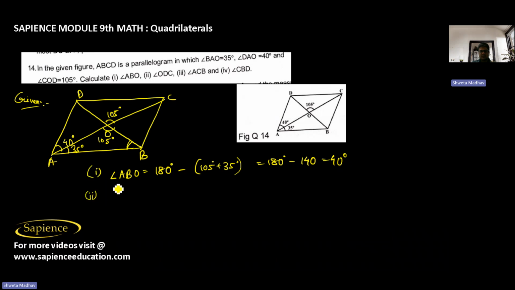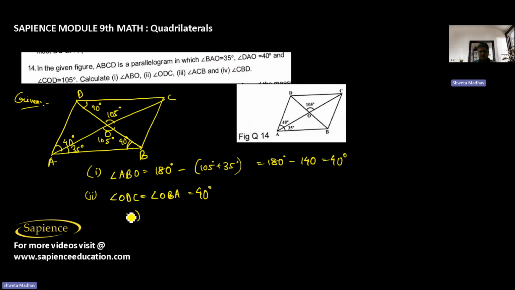And for the second one, angle ODC is asked. Angle ODC will be equal to angle OBA only, since they are alternate interior angles. This is 40 degrees, so this will also be 40 degrees, since they are alternate interior angles.